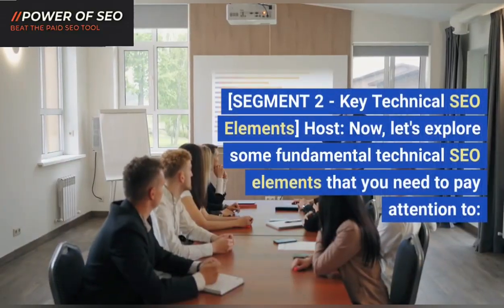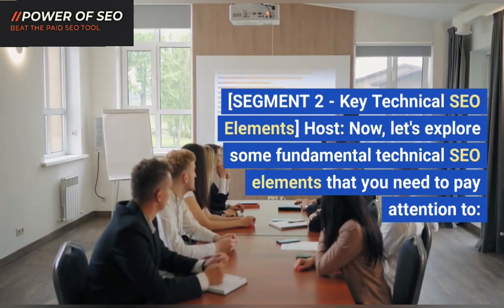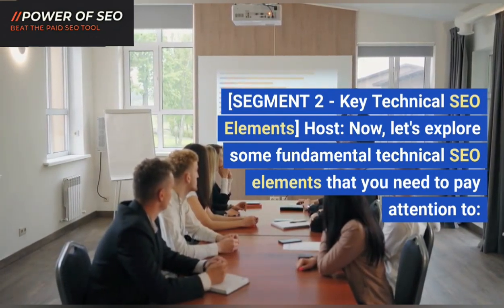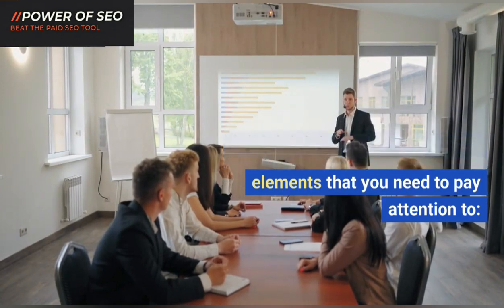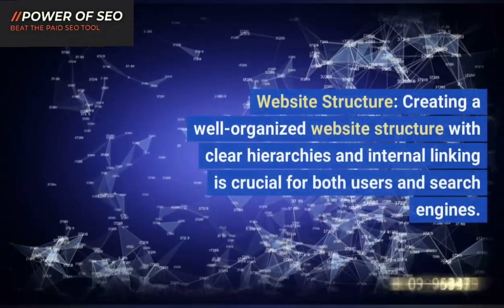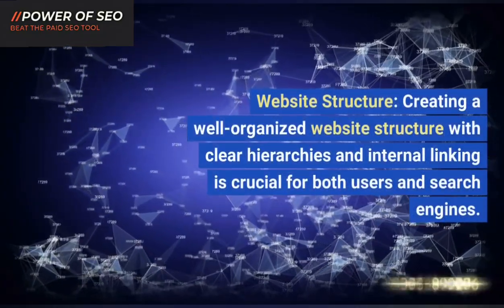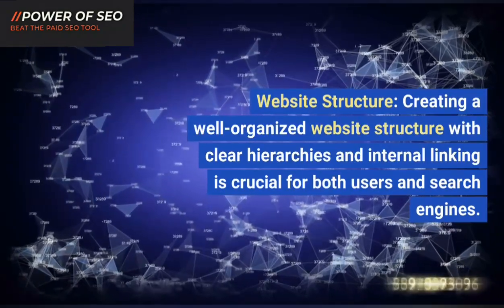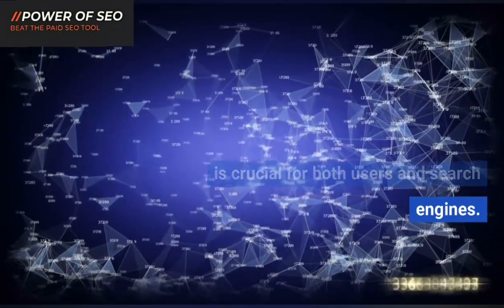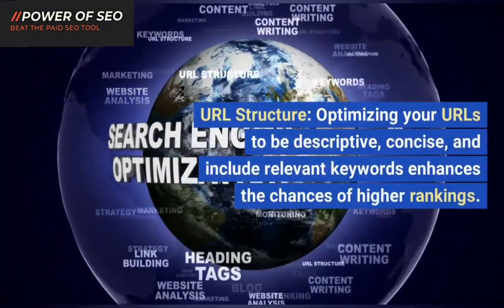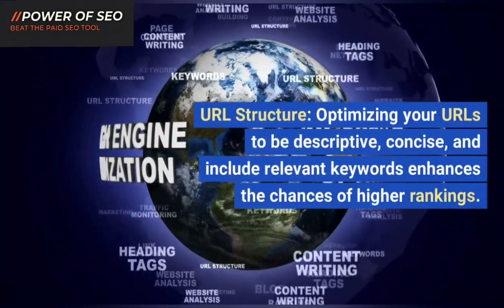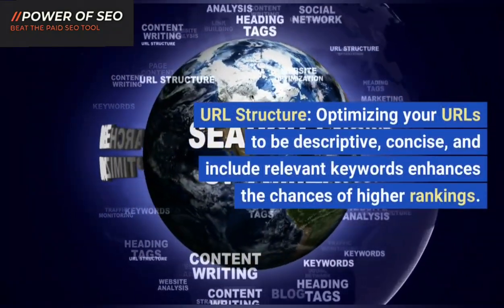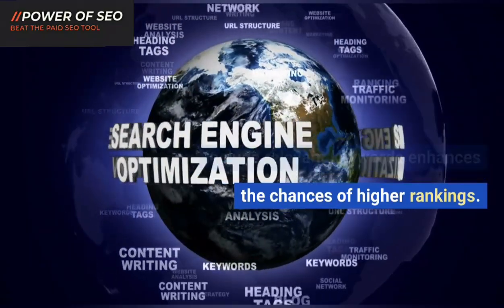Key technical SEO elements. Now, let's explore some fundamental technical SEO elements that you need to pay attention to. Website structure. Creating a well-organized website structure with clear hierarchies and internal linking is crucial for both users and search engines. URL structure. Optimizing your URLs to be descriptive, concise, and include relevant keywords enhances the chances of higher rankings.